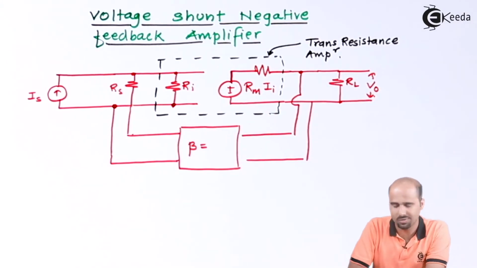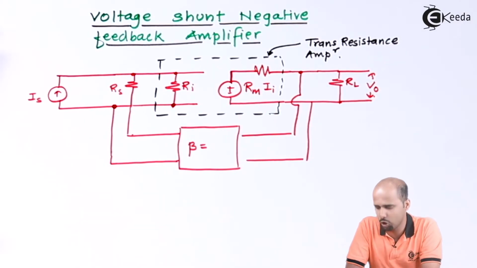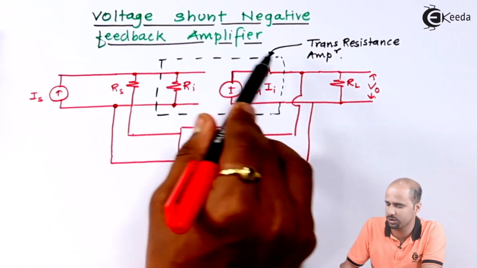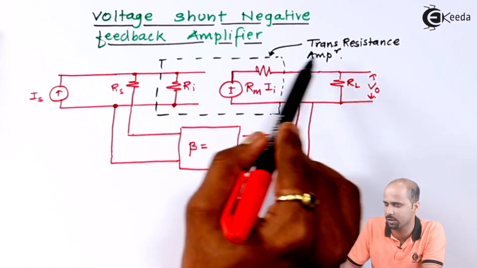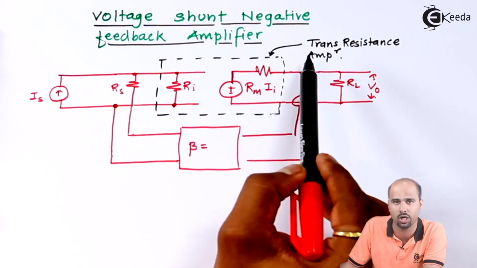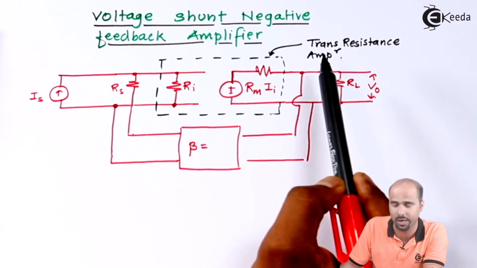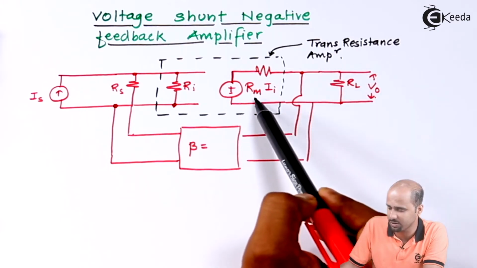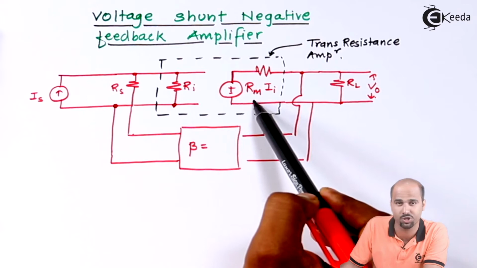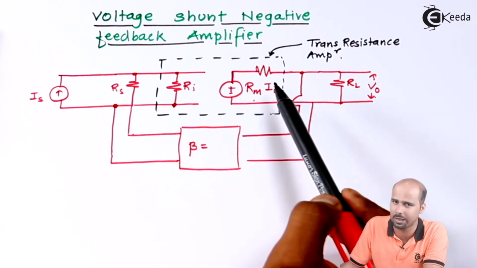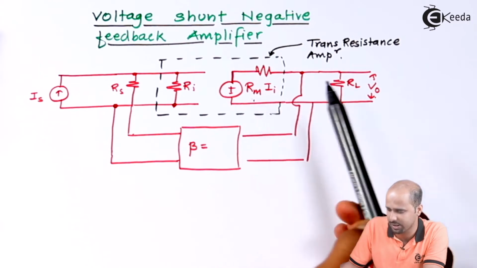Cool. This is your voltage shunt negative feedback amplifier, where I have drawn the dotted rectangle, and that is nothing but your forward amplifier, called the transresistance amplifier, right? That's why Rm comes into the picture instead of gain. The gain will be in the form of voltage divided by current, so that's why R is there in the picture.